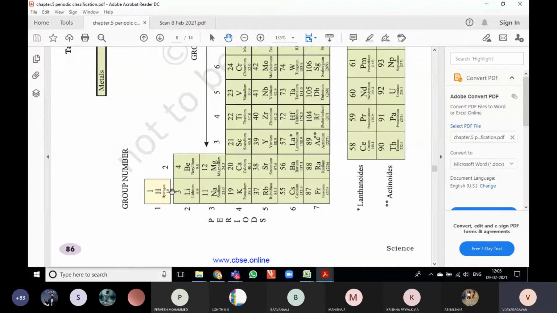They form hydroxides with water. When we mix these metals with water, they form alkalis: NaOH, KOH, LiOH. They form hydroxides, so they are called alkali metals. Coming to group 2: beryllium, magnesium, calcium, strontium, barium, and radium. They belong to the alkaline earth metals.